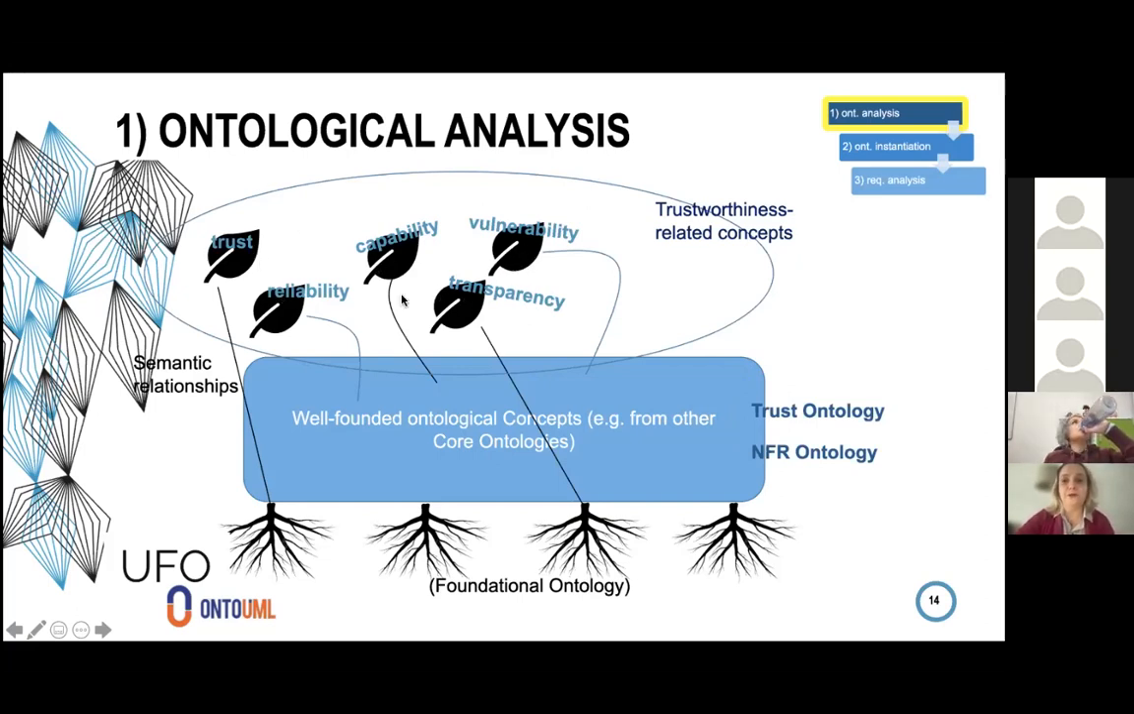So we have the trustworthiness related concepts, so trust, reliability, vulnerability, all these concepts will be founded on the concepts of the layers below. So either from pre-existing core ontologies or from foundational ontologies. And we do this by relating the new concepts with the existing concepts. I like to explain this because when we want to build an ontology, if we have to do it from scratch, it's a lot of work.